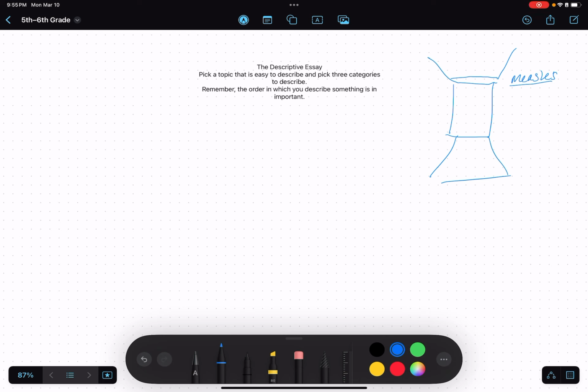What are the symptoms? What are the short-term effects, long-term effects? How do you treat them? So a descriptive essay, in this case, you want to find a topic that is easy to describe. But you still want to, for our sake, I want you to pick at least 3 categories. Now, if I'm writing for a real newspaper, I'm not going to limit myself to 3. I might only have 2. But in this case, I'm just going to use, again, measles as the example.